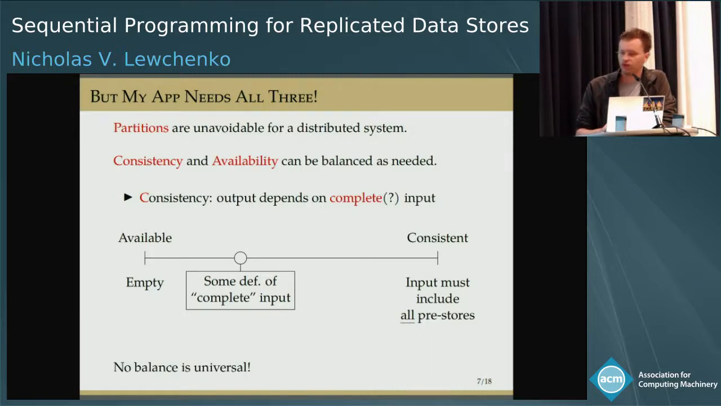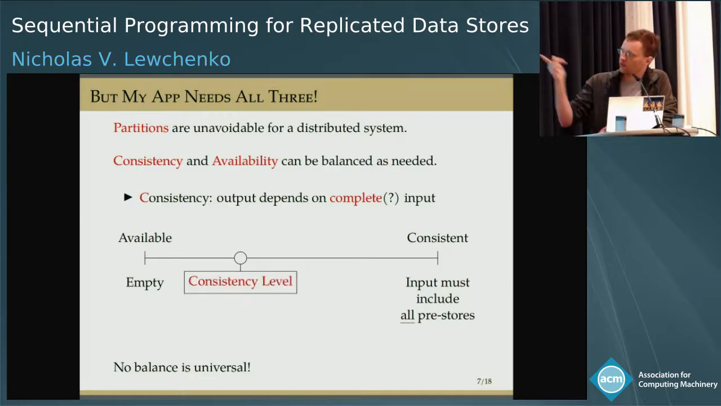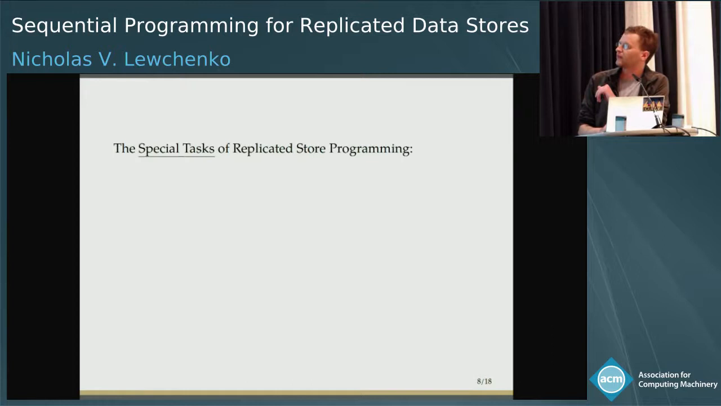So no balance is universal because both ends of the spectrum have a pretty important cost. So you always have to answer this question over and over again every time you're writing a new component of any new application. And these definitions of complete input are really consistency levels. That's what they're usually called, so that's what we'll call them. But because there is no generic universal balance, this puts a burden on the replicated application programmer.